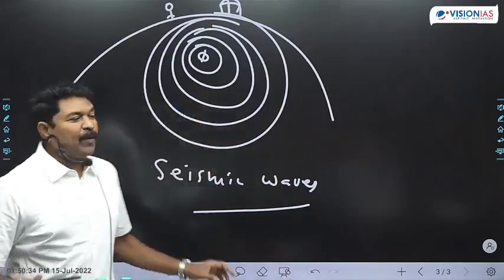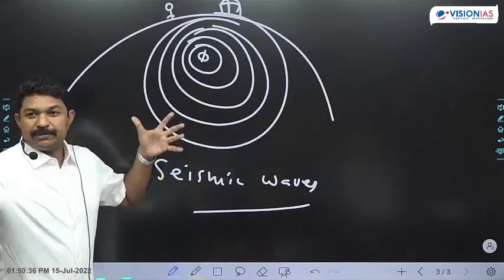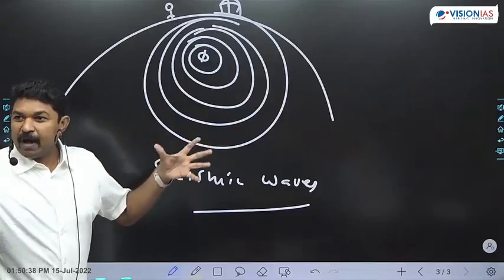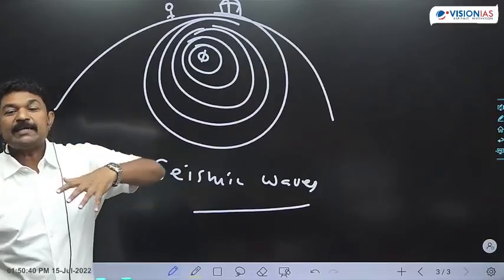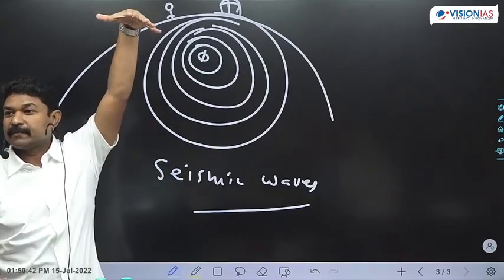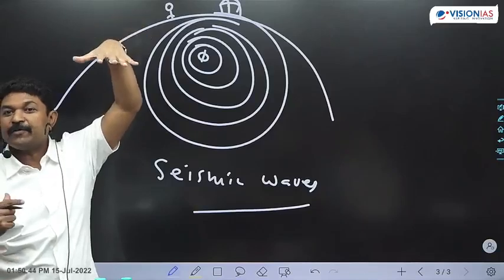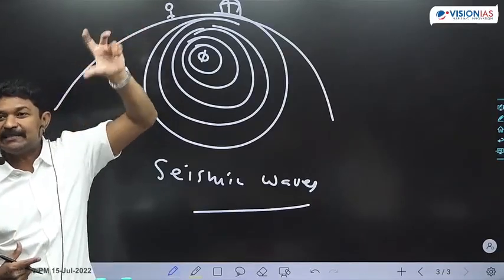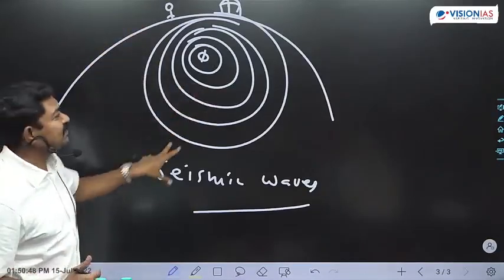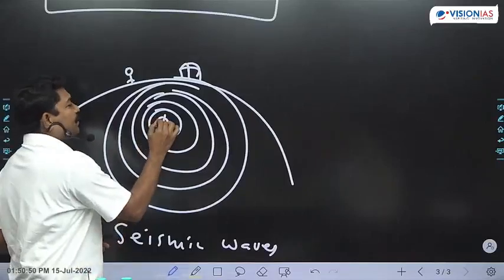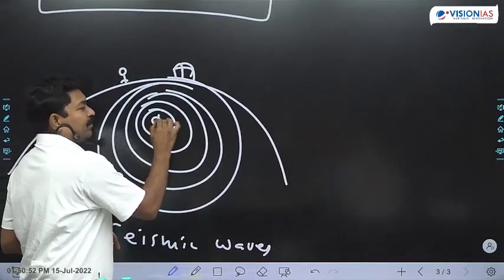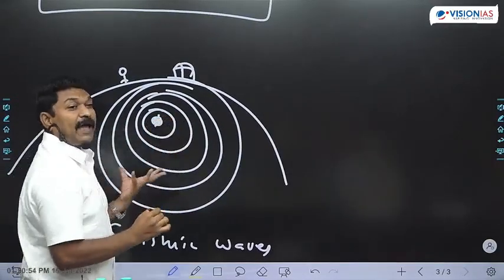Now, the moment the waves are moving out, where do these waves touch the earth's surface? The waves touch the earth's surface at the nearest distance. What is the nearest distance? The area which is perpendicular to this point. What is this point? The point where the rock has broken.